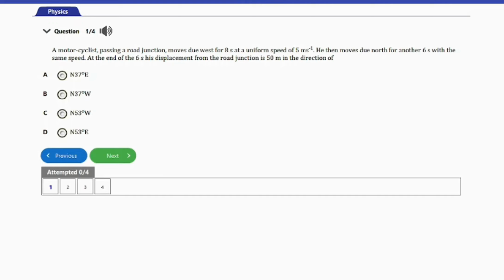So for this we are going to plot the graph of the movement. First of all, it says the guy moves due west, that's in the leftward direction this way. He moved for 8 seconds with a speed of 5 meters per second. To get the distance, the distance will be the speed times the time. So 8 times 5 is 40. So the distance is 40 meters due west.